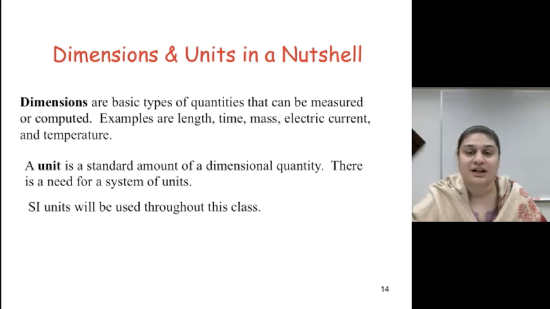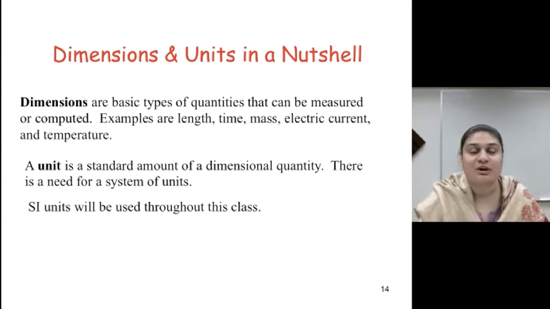Dimensions are basic types of quantities that can be measured or computed. For example, length, time, mass, temperature, electric current. A unit is a standard amount of the dimensional quantity. There is always a need for a system of units. For our class, we will always use the SI system of units as discussed in the last lecture.